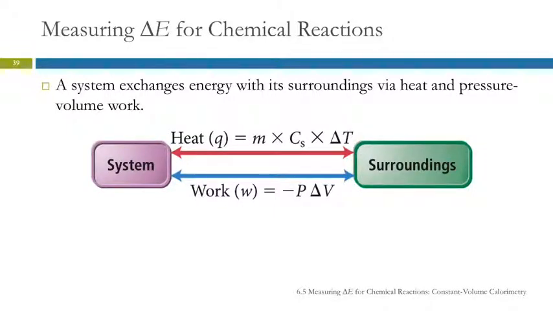So earlier we were talking about changes in energy. We can measure the change in energy for a chemical reaction using these concepts that we've just talked about of the heat and the work. Heat is mc delta T, work is negative P delta V. And so we can look at an exchange of energy between the system and its surroundings. And we have two different ways of quantifying some of that energy change.